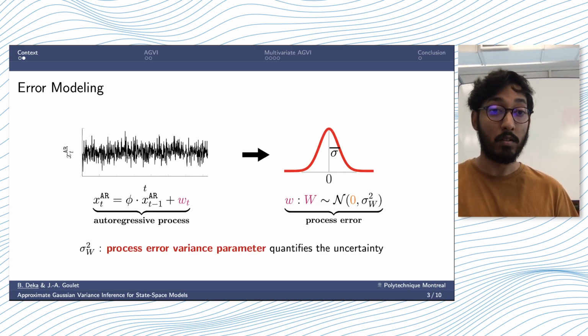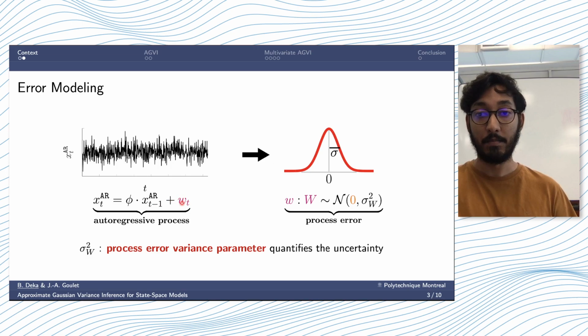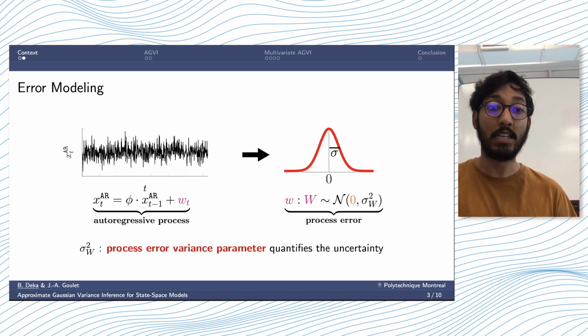Now, in state space models, these residuals are modeled using an autoregressive process, where the transition equation is this: the AR hidden state at time t is equal to phi, which is the autoregressive parameter, times the AR hidden state at time t minus 1, plus W_t, which is the process error. Now, this process error term is modeled as a Gaussian distribution with mean 0 and variance sigma squared W. This sigma squared W is known as the process error variance parameter, which quantifies the aleatory uncertainty that is present in the residuals.